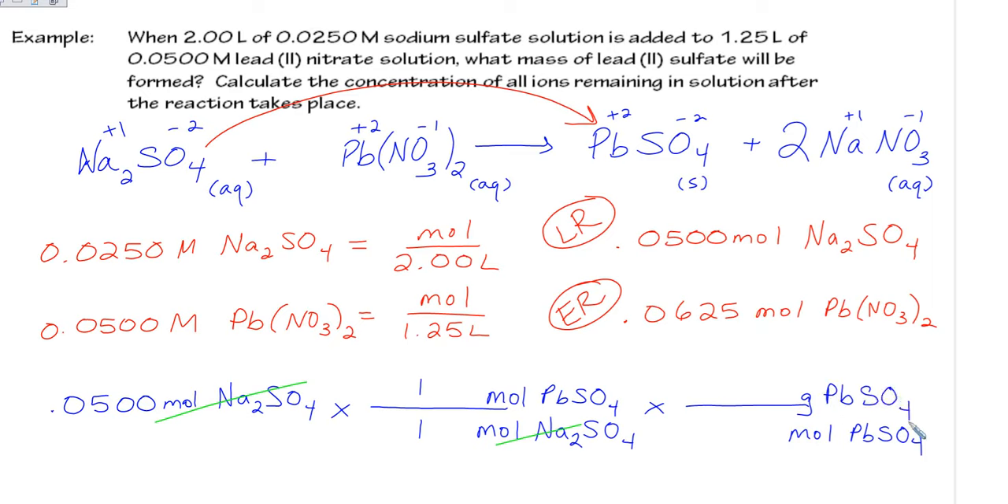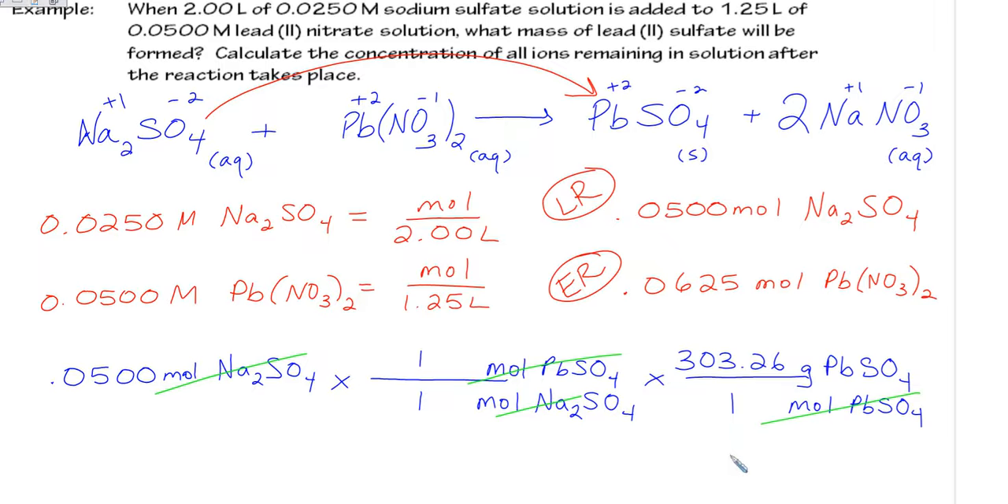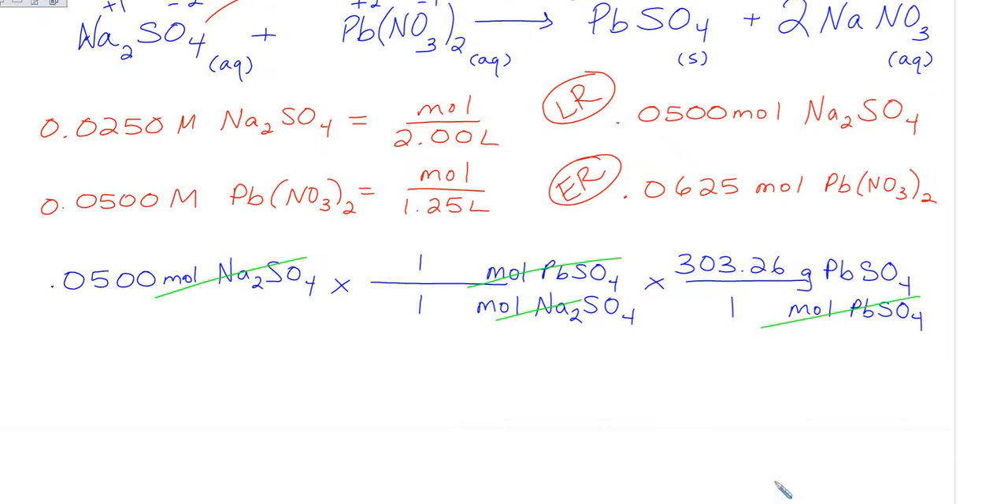So I just have to add up the molar mass of lead sulfate. Lead, sulfur, and 4 oxygen. He's a big boy. 303.26 grams per mole. Cool. Let's cancel out moles. Plug it in my calculator, and I am cruising. Well, kind of. What do we got here?